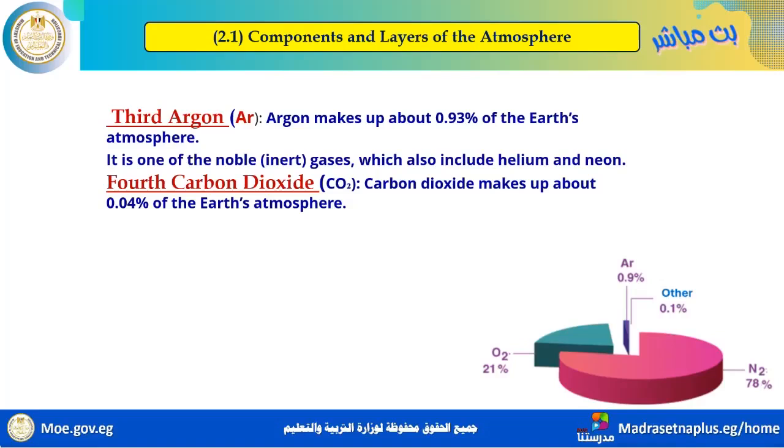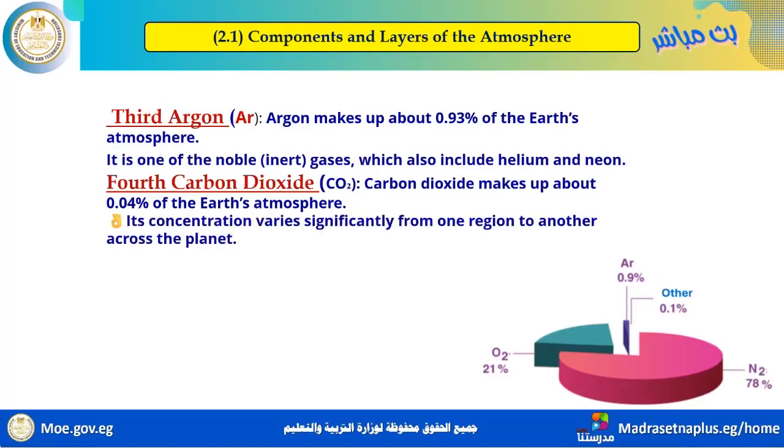Fourth, carbon dioxide. It is a little percent. Carbon dioxide makes up about 0.04% of the Earth's atmosphere. Its concentration varies significantly from one region to another across the planet. The ratio is not a constant. It differs: if there are a lot of plants, they will consume a large amount of carbon dioxide, and there will be less carbon dioxide. So it is not a constant, it varies.